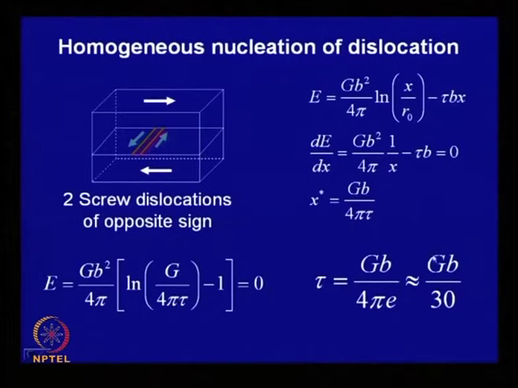You can say this also says that a perfect crystal will be very difficult to deform, because to create a dislocation there, you need to apply very high shear stress. So, since homogeneous nucleation of dislocation is impossible, then what are the dislocation sources in a real crystal?